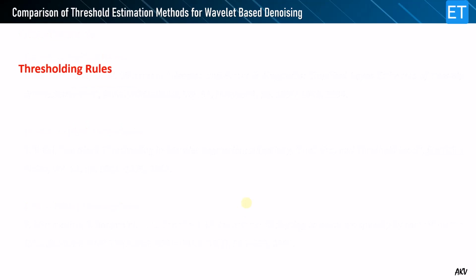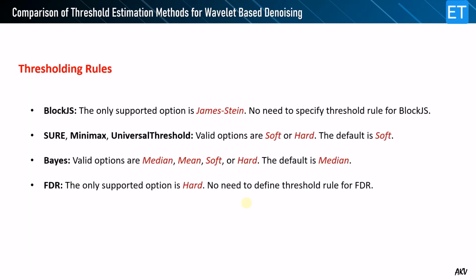And now let's see in which method which thresholding rule is applicable. If you are going for block JS, James-Stein block, then only the James-Stein method is supported. No hard thresholding, soft thresholding, etc. is needed. And when you are going for SURE, minimax and universal threshold, then you can select either soft or hard. And in Matlab, the default is soft.